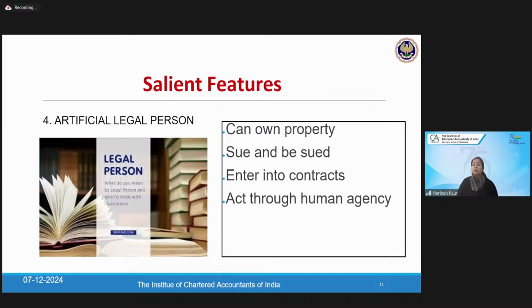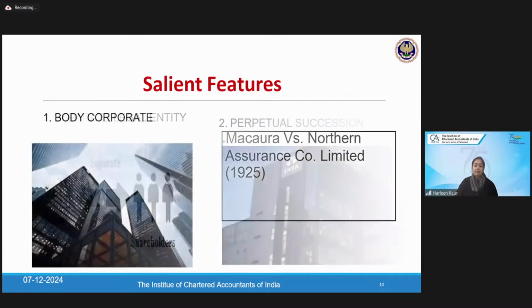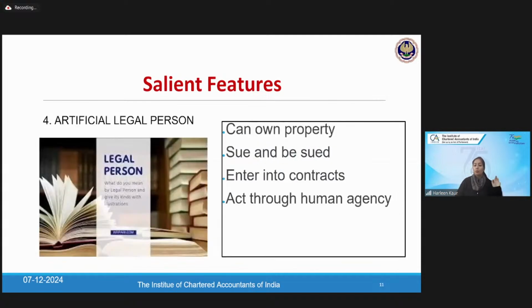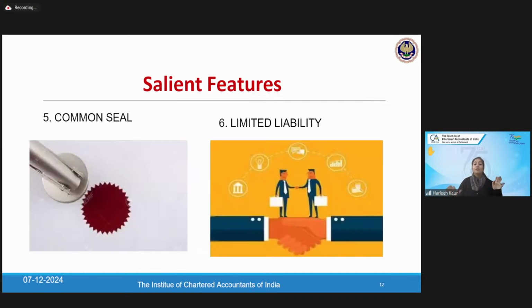But the only difference between fourth and second point is that even if all the shareholders of the company die, company still continues to exist because it has a perpetual succession, means company never dies, and it is also acting through a human agency. Both the points are very, very important. Clear?